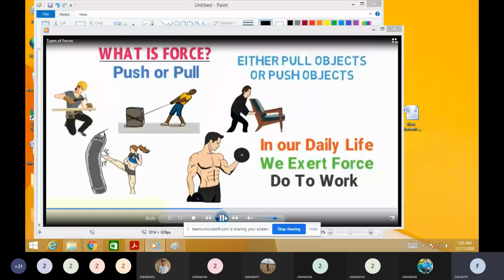Okay, this is about our daily life. So we are trying to pull or push objects in these examples. These examples explain the importance of force and what force actually is.